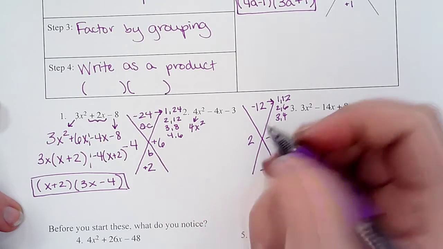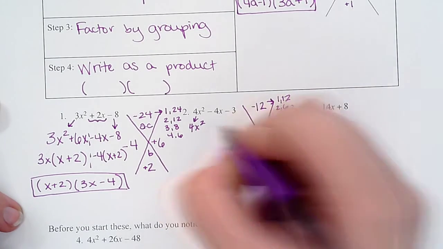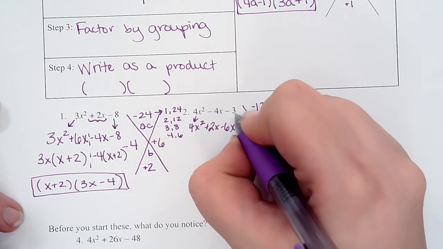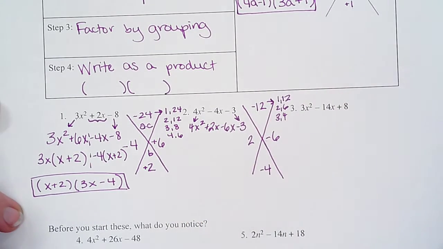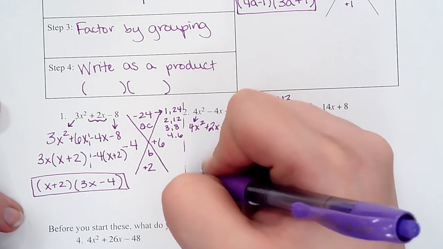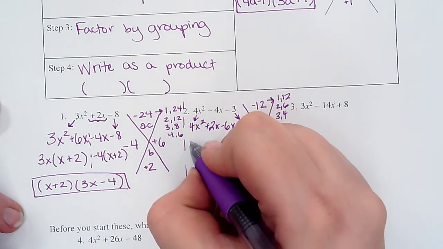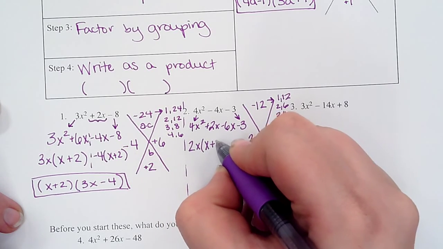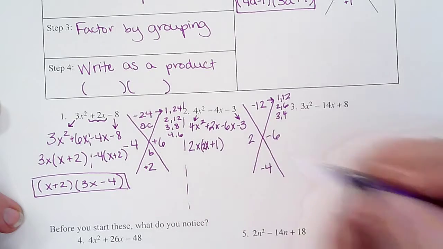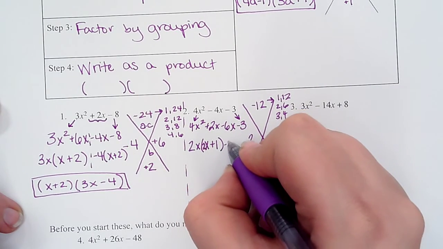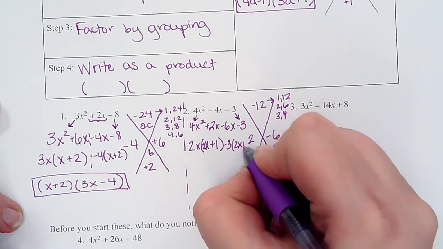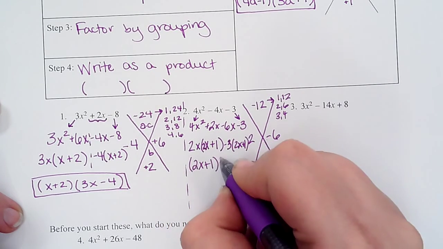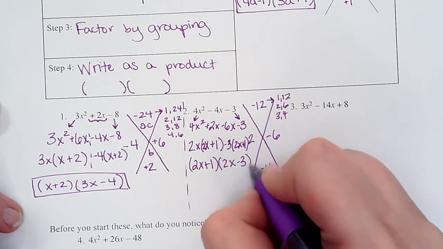4 has just as much in common with both of those, so I'm just going to put the 2 out in front. Plus 2x minus 6x. The c comes down. I know this is getting kind of hard to see. It's a little messy. Factor by grouping. The first two have a 2x in common. I'm left with 2x plus 1. The second two have a negative 3 in common. I'm left with a 2x plus 1. Bring the 2x plus 1 out to the front. I'm left with 2x minus 3.